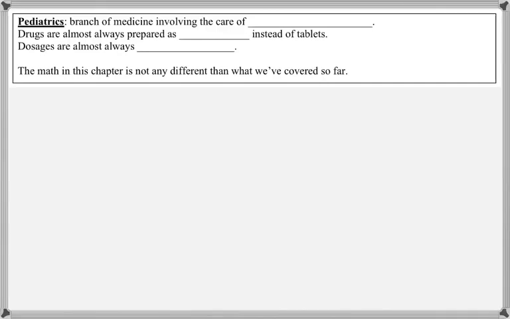This chapter is on pediatrics, which is the branch of medicine involving the care of infants and children. And the drugs are almost always prepared as liquids instead of tablets. And this is because liquids are easier for children to take. And dosages are almost always smaller.